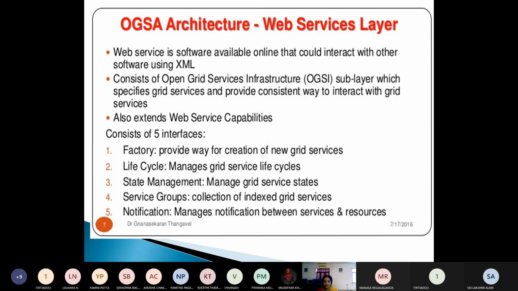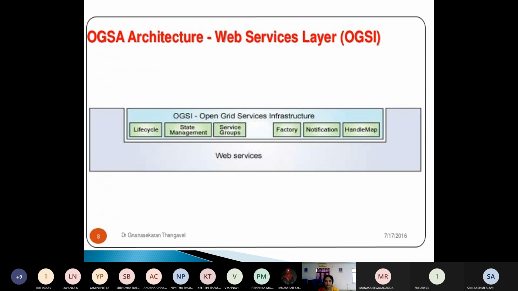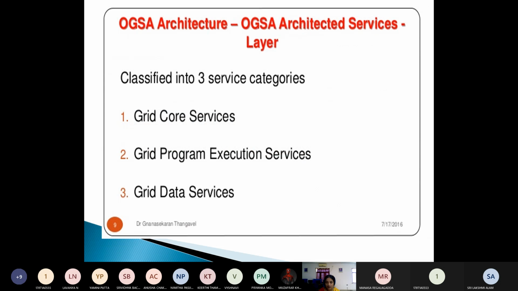Next, coming to OGSA architecture service layers. That is the third one. The OGSA can be classified into three service categories. They are grid core services, grid program execution services, and grid data services.